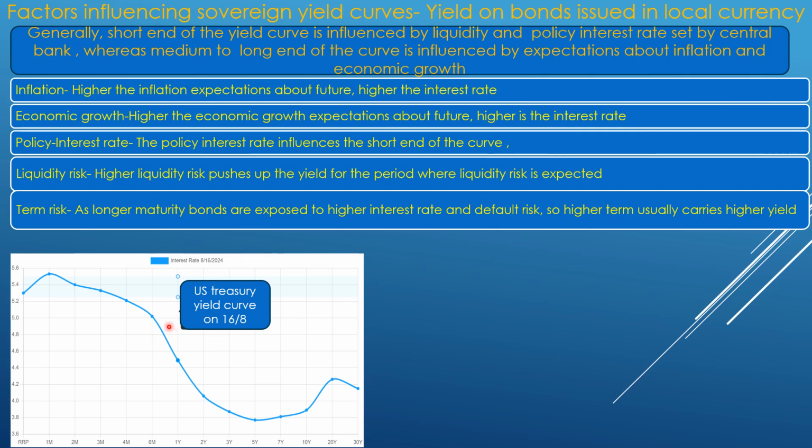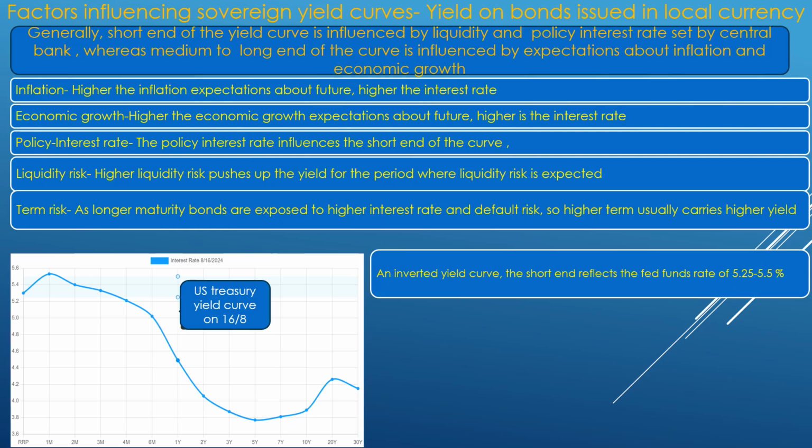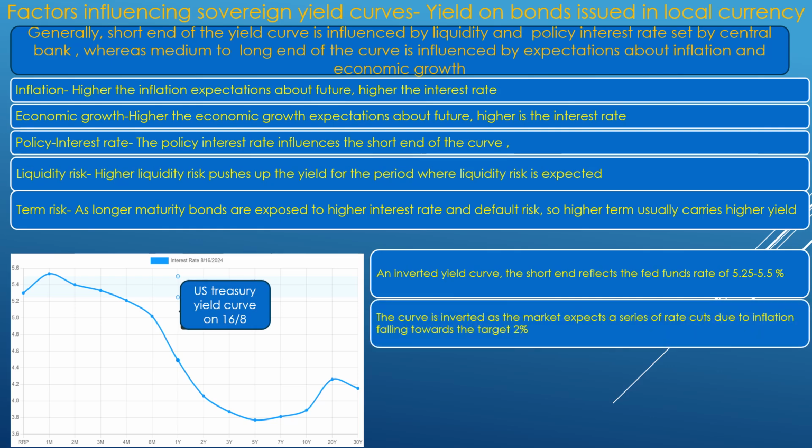Now, this is the US Treasury yield curve on 16th of August. The short-term yields are higher because the policy rates have been set at a much higher level, at around 5.25 to 5.5%, but the yield curve is inverted as it is downward sloping. In an inverted yield curve, the short end reflects the Fed funds rate of 5.25 to 5.5%. So generally all the money market instruments yield around 5 to 5.5%.